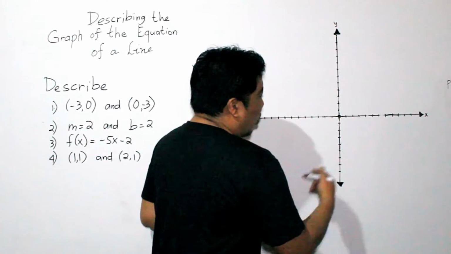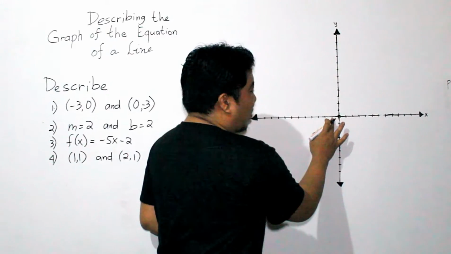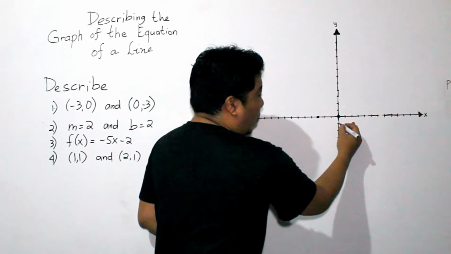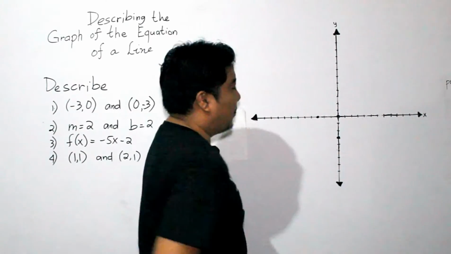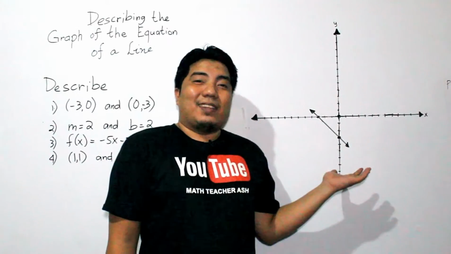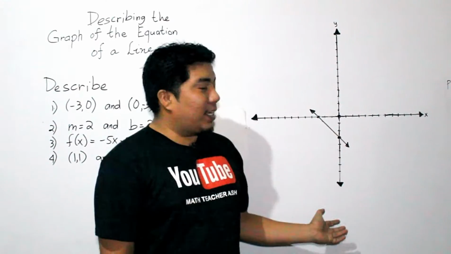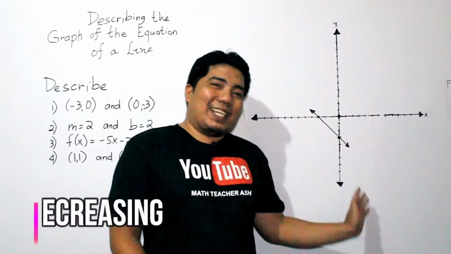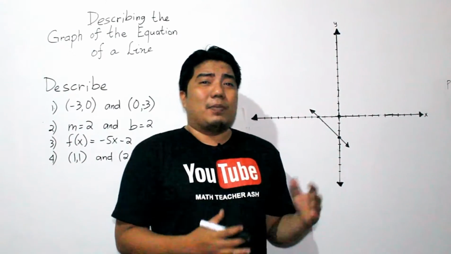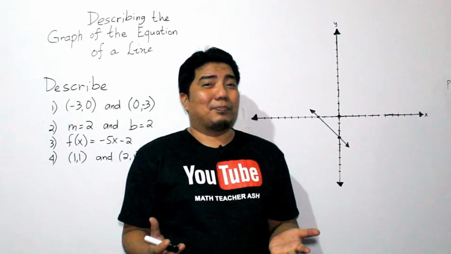Okay, so where is that? We have negative 3 for x, 1, 2, 3, that is here. We have negative 3 for y, 1, 2, 3, that is also here. Now, if you connect them, you will have this graph. And as you can see in this graph, this is decreasing. Okay? So that is how you describe this linear equation.